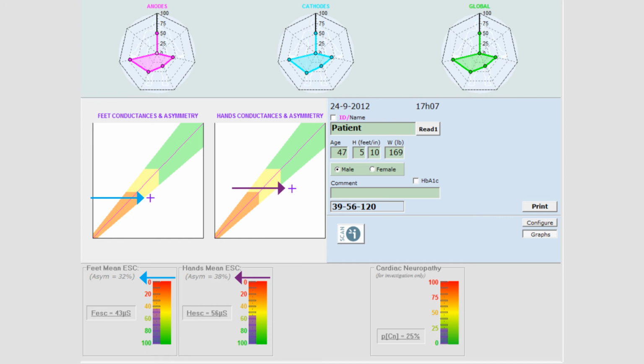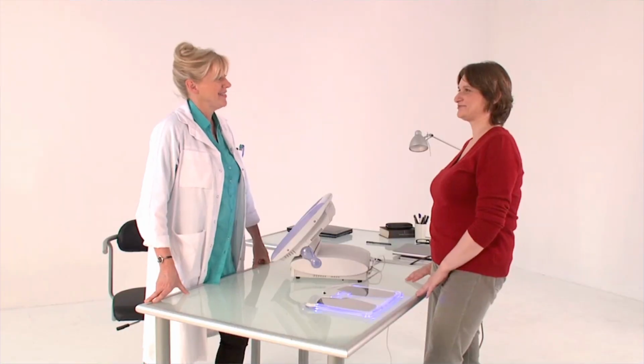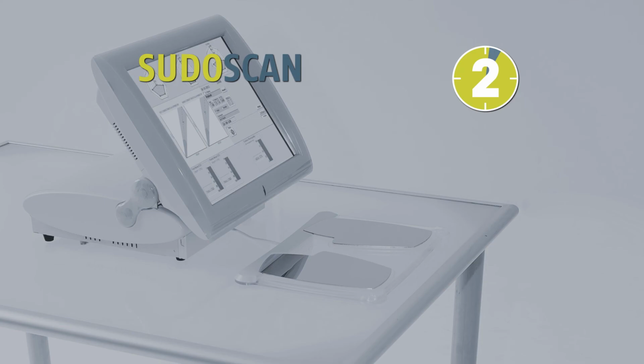A patient with a poor sweat function and/or high asymmetry is encouraged to retest in the near future. A patient with good sweat function and low asymmetry may only require retesting on an annual or semi-annual basis for preventative monitoring. SUDOSCAN is an innovative and easy-to-use medical device.